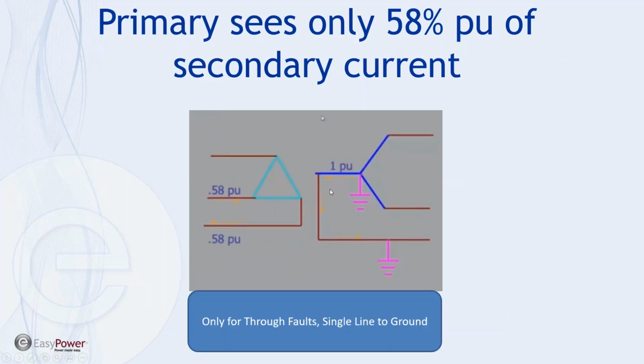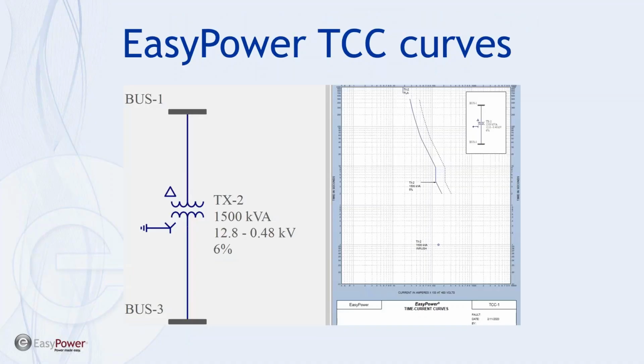On the other hand, when we have a line to ground fault on the secondary, then we don't see that same correlation to the phase current on the primary side. And so what we're basically saying is that this current is going to be the sum of the two phases that correspond to that particular phase in the primary side. So again, we're talking only about through faults, and we're only talking about single line to ground faults that need to be derated or compensated. And this is what it looks like in EasyPower. Let's jump into the tools and talk about this.